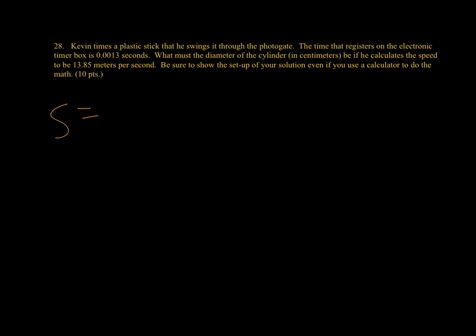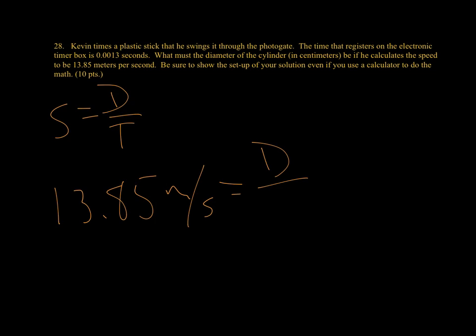Okay, so speed equals distance over time, right? We're trying to calculate the distance here. So we've got the speed is 13.85 meters per second. And that equals whatever the distance is divided by 0.00136 seconds. There we go. And when we do this, we get an answer of 0.018 meters.